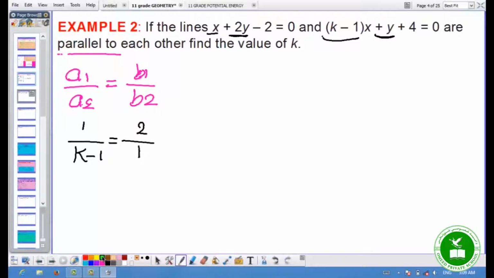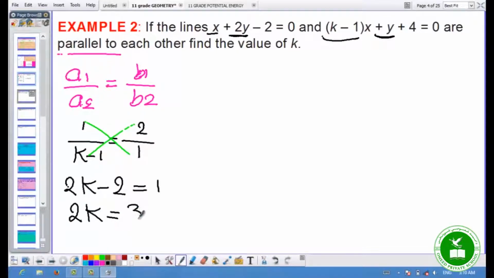Okay, now cross product. 2 times k is 2k, minus 2 times 1 is 2, equal to 1 times 1 is 1. So 2k is equal to 3 and k is equal to 3 divided by 2. This is how we calculate the value of k using the concept of positions of lines. Okay, let's continue with the next example.